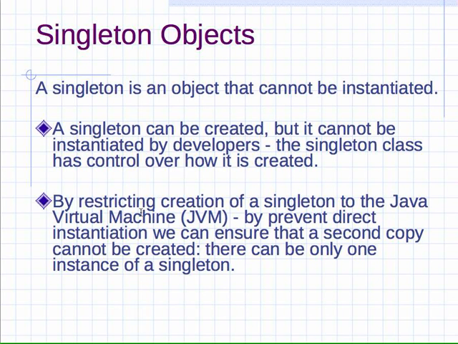So in this case we're talking Java, although you can set it up for any language. The idea is that by restricting the creation of a singleton to, in this case, the Java virtual machine, and by preventing direct instantiation, we can ensure that a second copy cannot be created. There can only be one instance of a singleton within a single running program, of course. Of course, you can start up many different instances of the whole program, and in that case, each instance will only be limited to one singleton object.